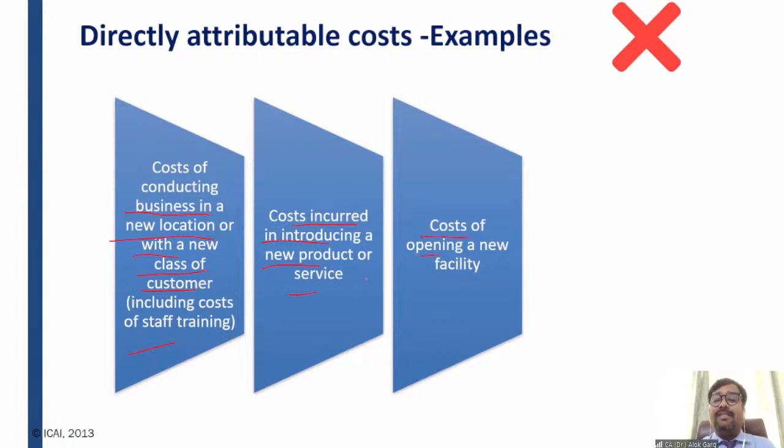Cost of opening a new facility, okay? For inaugurating a factory, we have invited Amitabh Bachchan just to cut the ribbon of the factory. Or we have invited our chief minister. And for that chief minister, we have done a huge arrangement for the opening of this factory, okay? Or we are paying a huge cost to Mr.